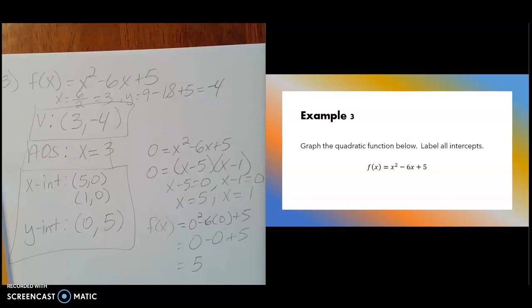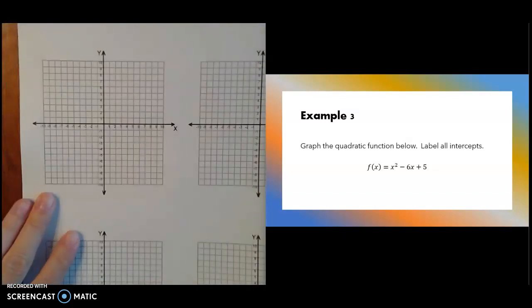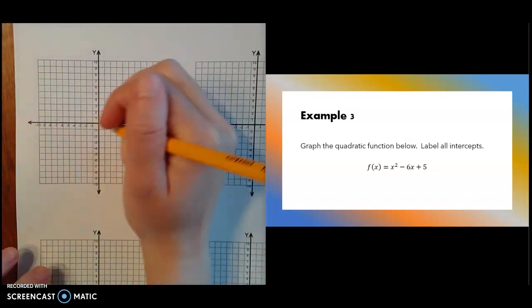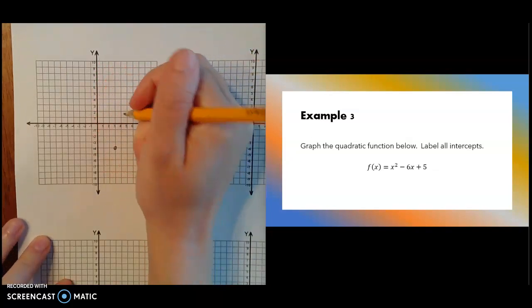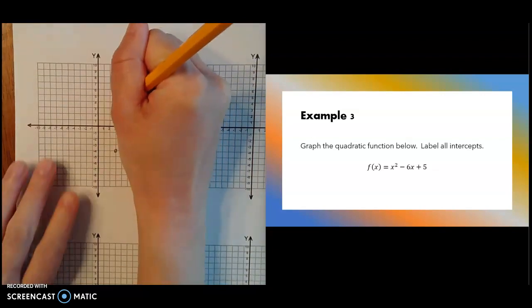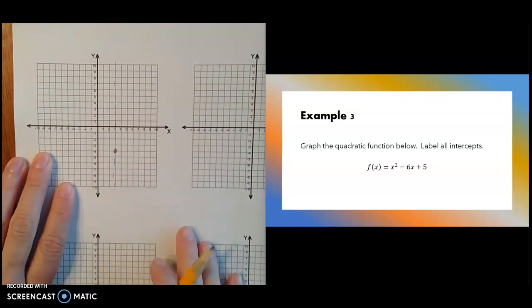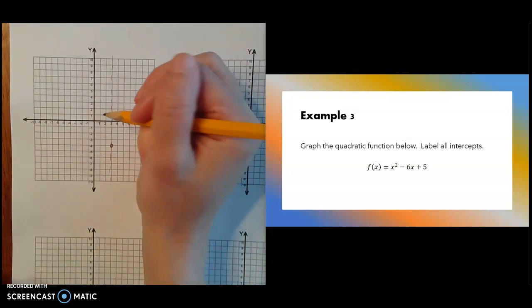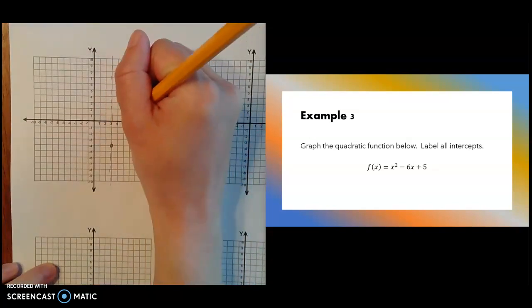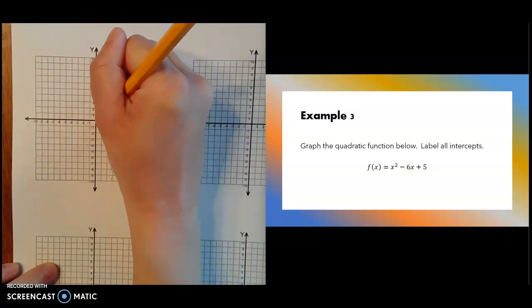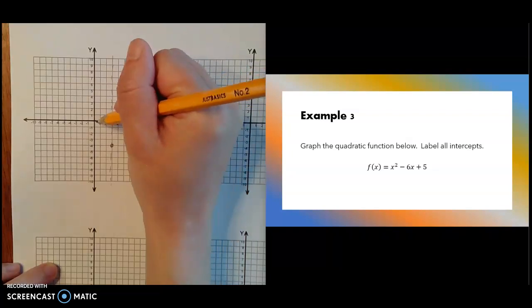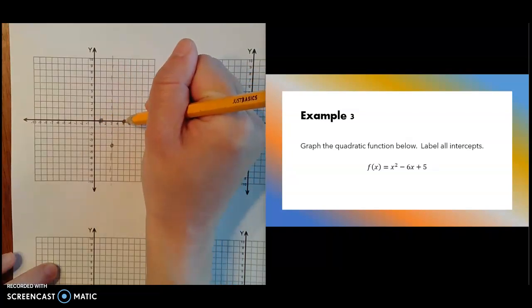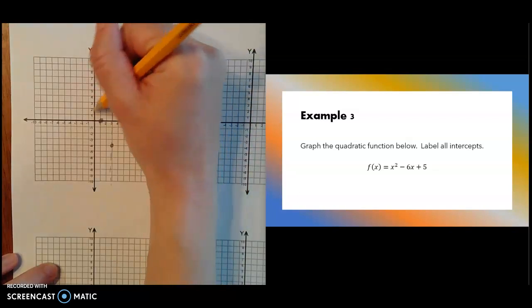Now that we have all of that information, let's go ahead and put that onto a graph. We've got a vertex of 3, negative 4, so I'm going to go ahead and plot that. We have an axis of symmetry, that's the line x equals 3. Here's my vertical line that goes through the x-axis at 3. I've got x-intercepts at 5, 0, and at 1, 0. You'll notice that they're both 2 away from the axis of symmetry, so they're nice and symmetrical with each other. We've got a y-intercept at 0, 5.